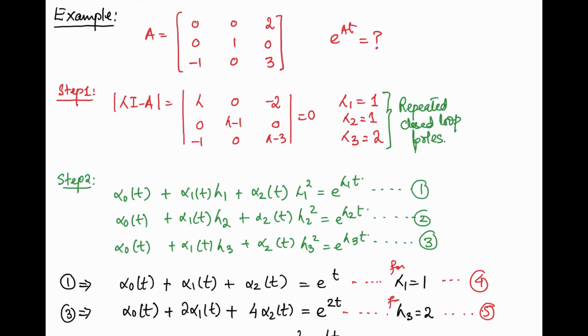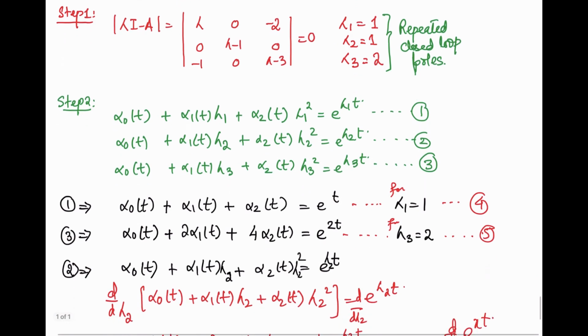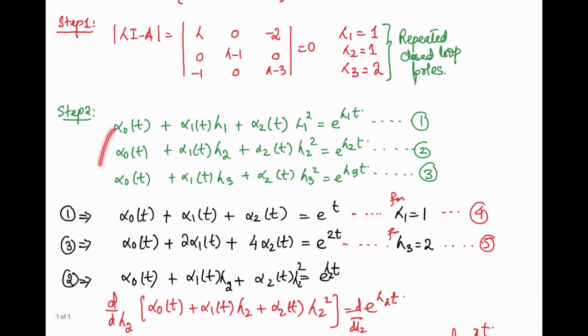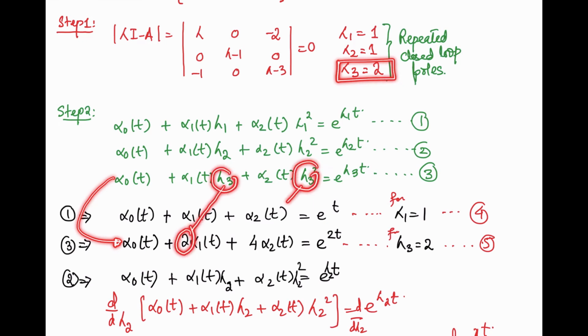Now with the help of these we are going to set up the equations. So lambda 1 is equal to 1. From this equation you can write alpha naught plus alpha 1 plus alpha 2 equal to e raised to the power t, by taking lambda 1 equal to 1. Then from the third equation we can write down this one. In the third equation lambda 3 is equal to 2, so lambda squared is 4 and e raised to the power lambda 3 t is e raised to the power 2t.